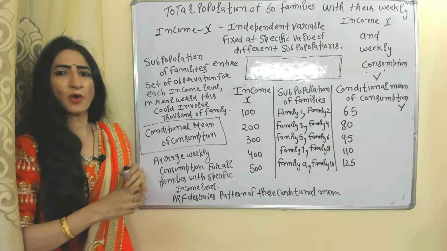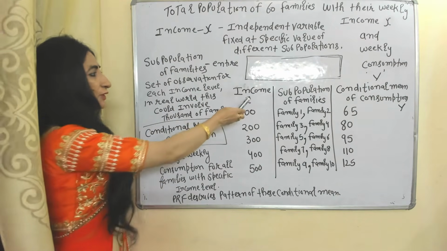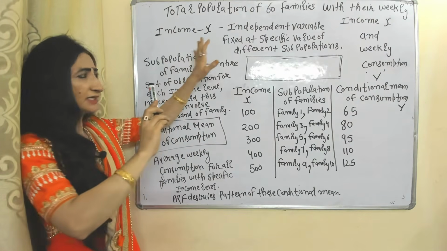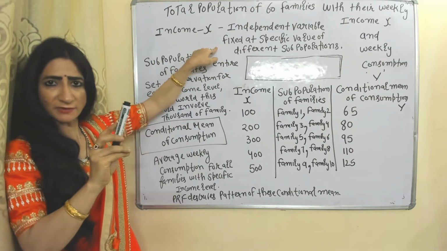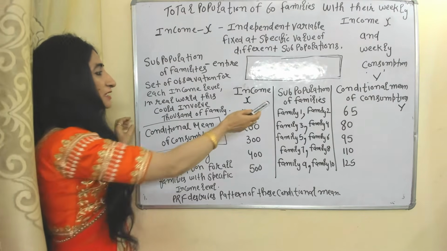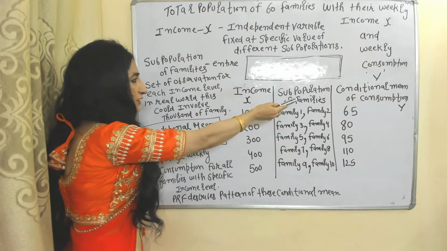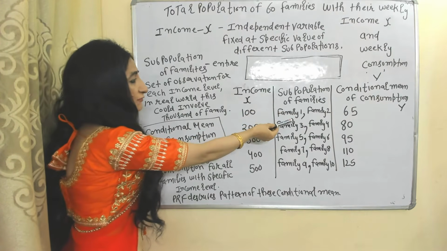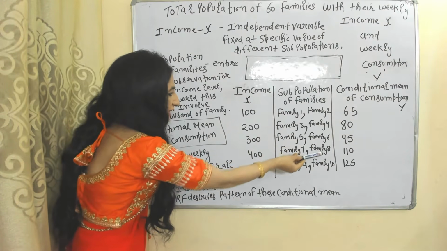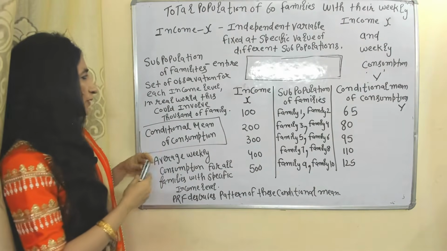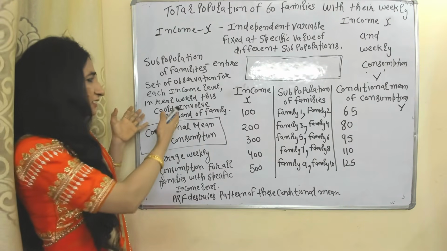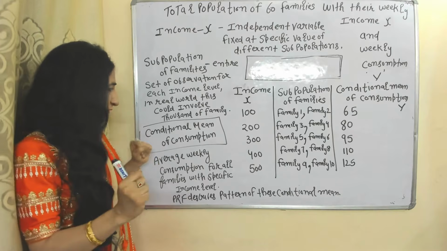Now we will see the table of population regression function. In the first column we have income, which is represented by x. X is our independent variable. The independent variable is fixed at specific values for different subpopulations. In the second column we have the subpopulation of families. Here you can see family 1, 2, 3, 4, 5, 6, 7, 8, 9, 10. The subpopulation of families represents the entire set of observations at each level. In the real world, this could be thousands of families.